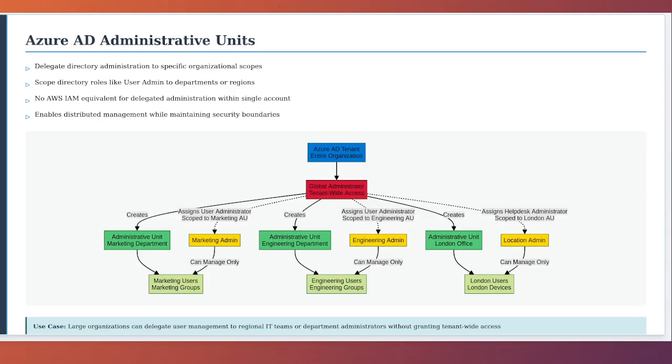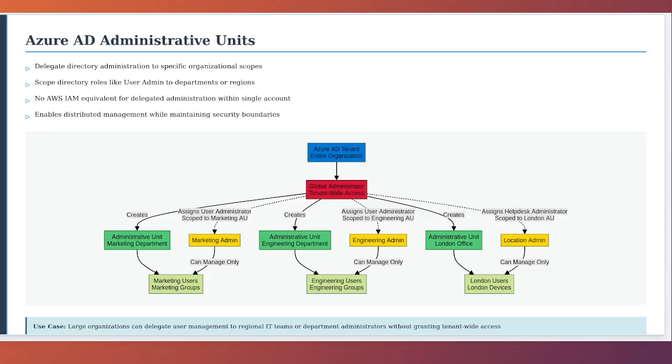In large organizations, you might have thousands of users across multiple departments, regions, or business units. Without administrative units, when you assign someone a directory role like User Administrator, they can manage all users in the entire tenant. This violates the principle of least privilege if they only need to manage users in their department or region. Administrative units solve this by allowing you to scope directory role assignments to a container of users, groups, or devices.